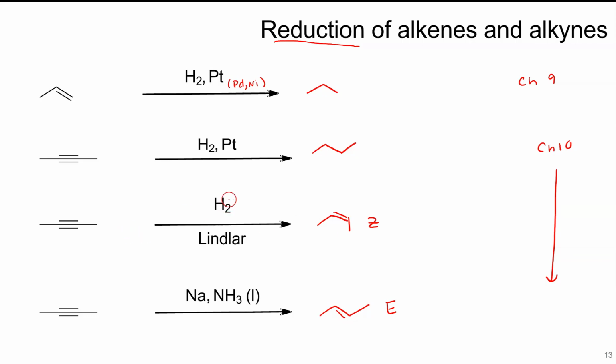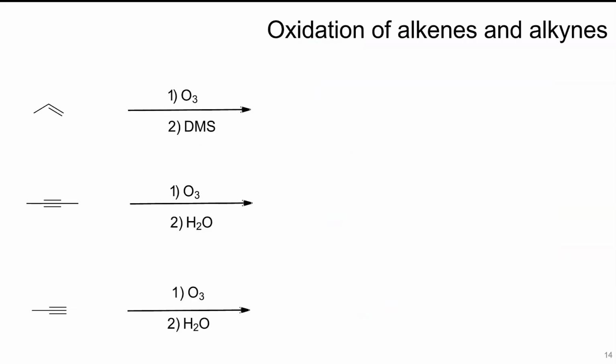So this is because the hydrogens add on the same side of the metal with the poison, and then the sodium and ammonia works via a radical reaction. This allows the most stable radical intermediate, and that's why it gives us the E. These all fall under the oxidation reactions.